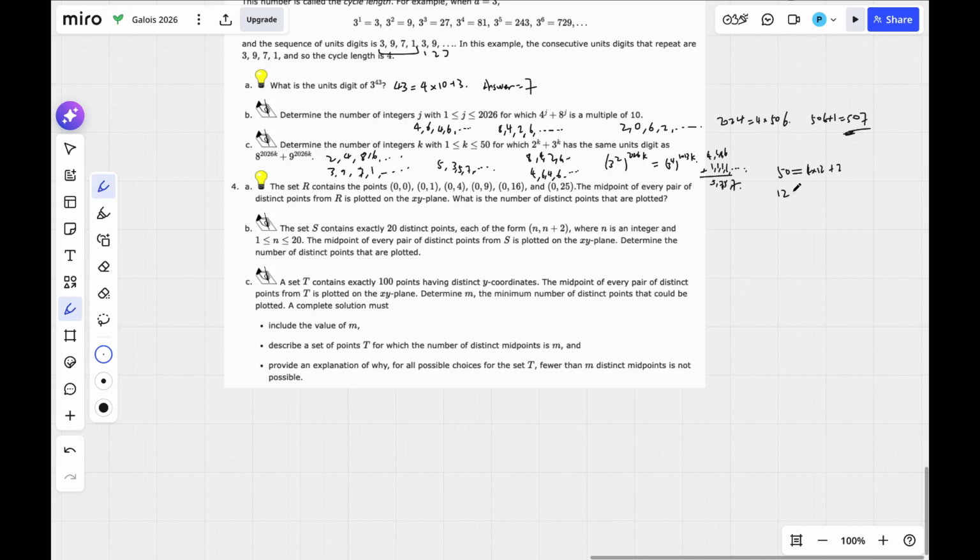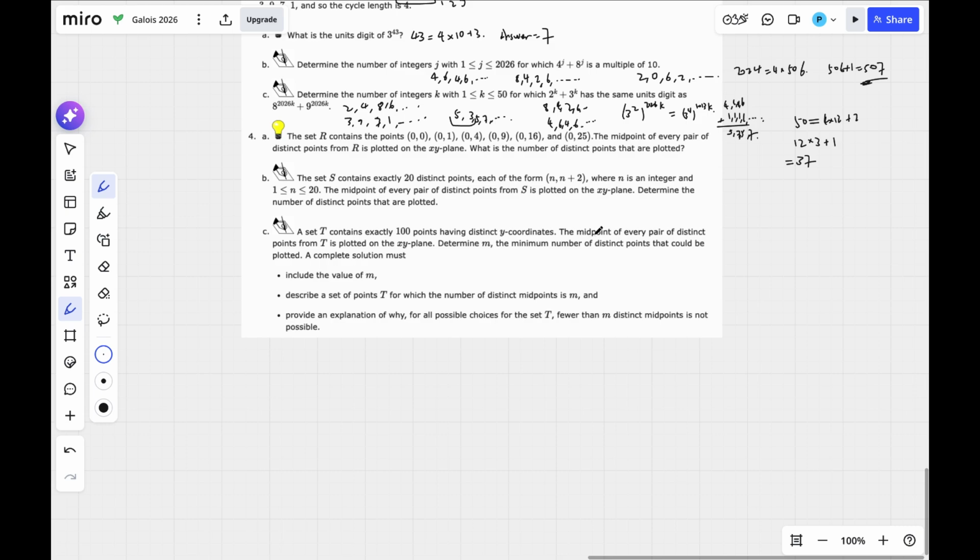So this means that out of every 4 numbers, 3 of them work for k. So now we find how many cycles there are in 50. So this is 4 times 12 plus 2. So here we will get 12 cycles of 3 each, plus 1 more in the 2 that's left over, since the 2 that's left over is the first 2. So here we have the answer, which is 37.